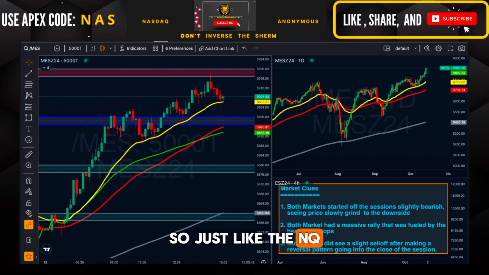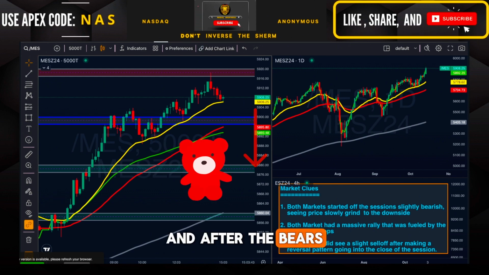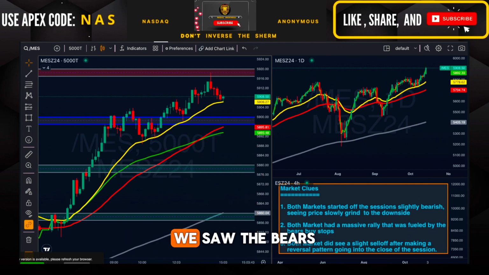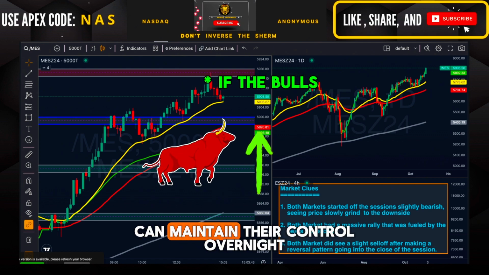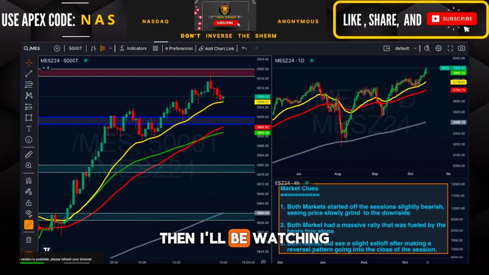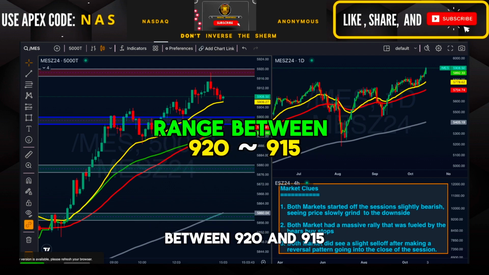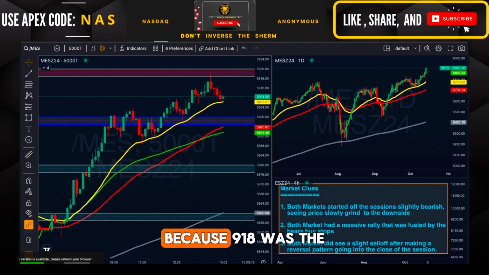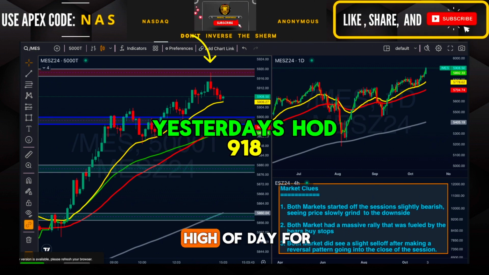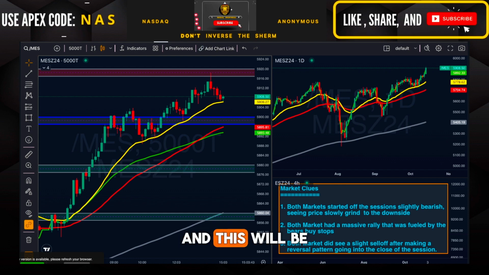So just like the NQ, price initially traded to the downside at the start of the session, and after the bears failed to rotate price lower, we saw the bears get squeezed out of their positions and their stops used as fuel to take this market higher. And if the bears can maintain their control overnight, then I'll be watching the reaction when price trades within a range between 920 and 915. Because 918 was the high of day for yesterday's session, and this will be a psychological level for the bulls to take some profits from their position.